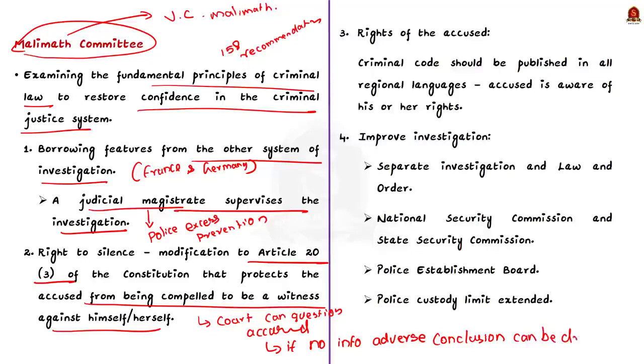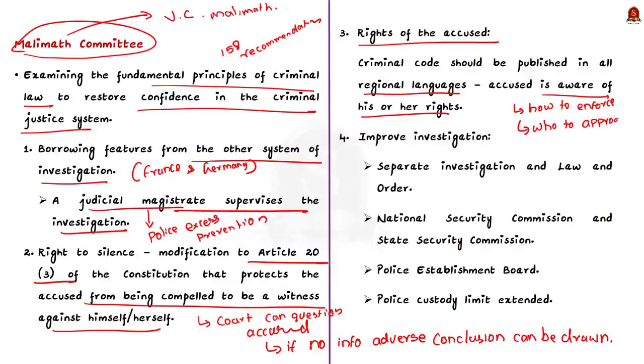Now the third recommendation. See, the committee also talks about the rights of the accused. According to the committee, the criminal code should be published in all regional languages so that the accused is aware of his or her rights. The accused should be made aware of how to enforce the rights and whom to approach when the rights are denied to them. Finally, to improve the police investigation process, the committee suggested separating the investigation wing from the law and order wing.